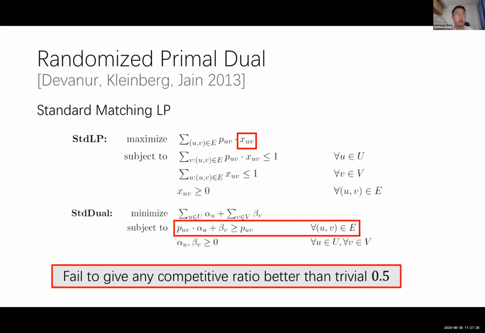Our analysis is based on the randomized primal dual framework, which was first introduced by Devanur, Jain, and Kleinberg in 2013. In previous research using this framework, they all consider a standard matching LP as a benchmark. The standard LP takes a decision variable XUV on each edge, and accordingly, there is a dual constraint on each edge that needs to be satisfied. However, we find that it fails to give any competitive ratio better than the trivial 0.5.